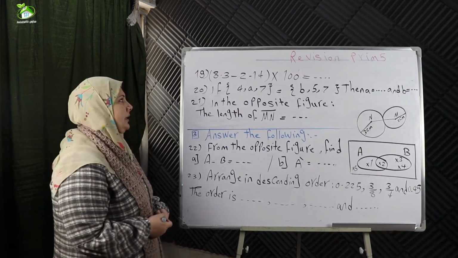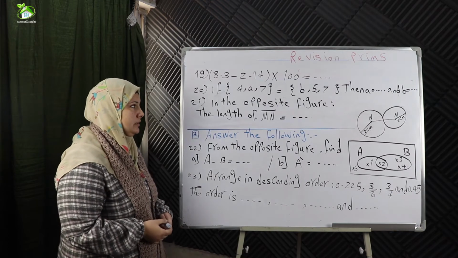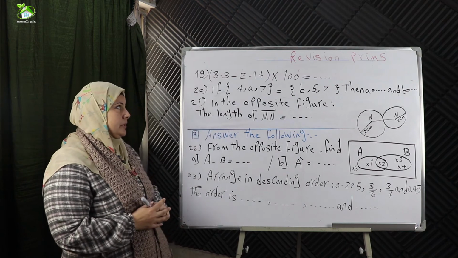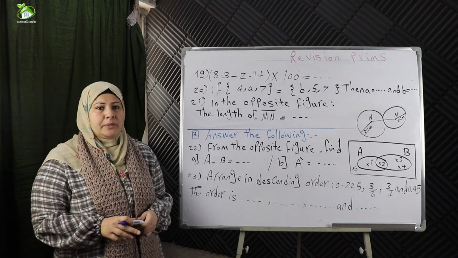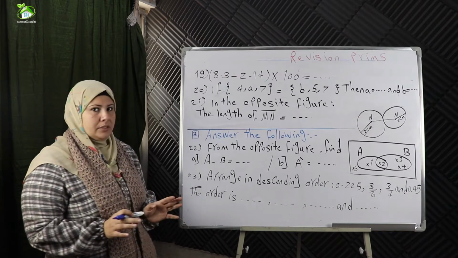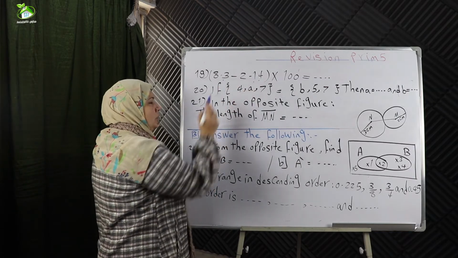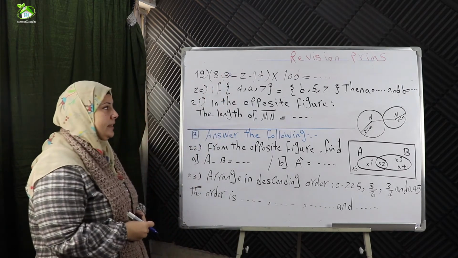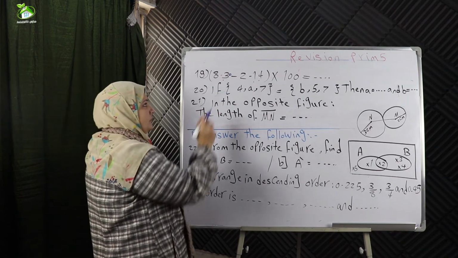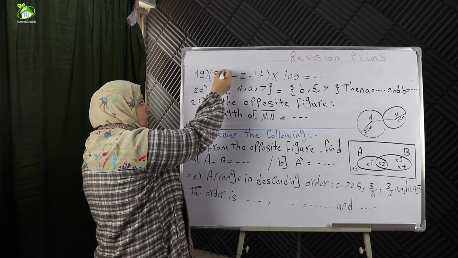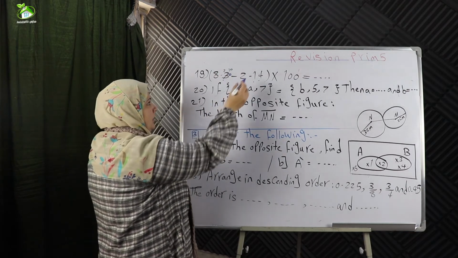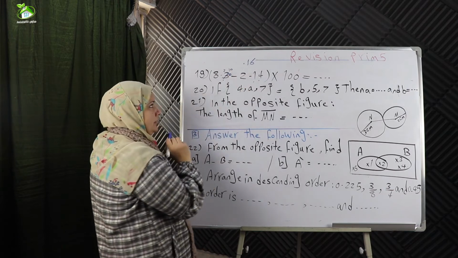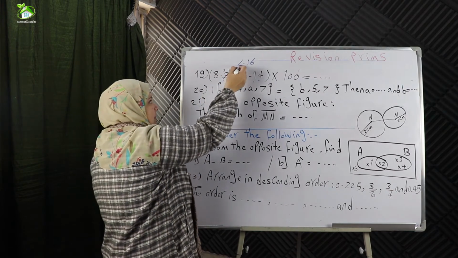Number 19, 8.3 minus 2.14 times 100. In the first, we will subtract these two decimal numbers. To subtract any two decimal numbers, the number of decimal parts must be equal. Here 2 decimal and here 1 decimal, so I will put 0 in this number. Now we will subtract. 0 minus 4 can't be, 1, 3 will be 2, and 0 will be 10. 10 minus 4 equals 6. 2 minus 1 equals 1. Don't forget decimal point. 8 minus 2 equals 6.